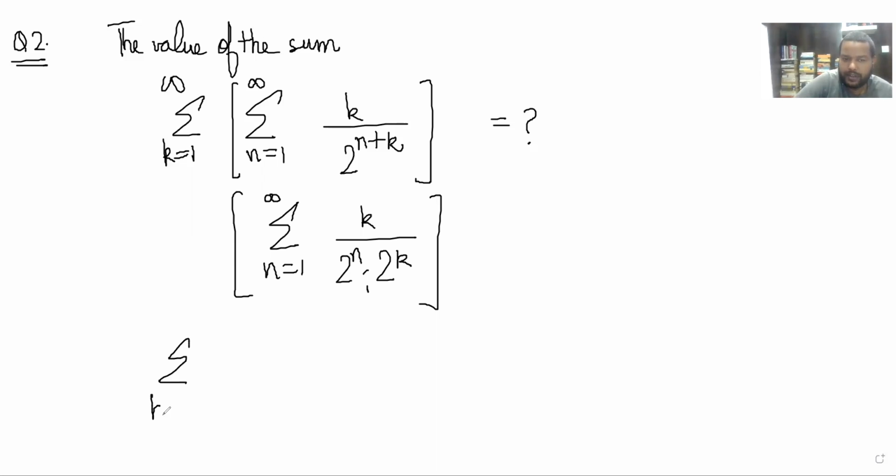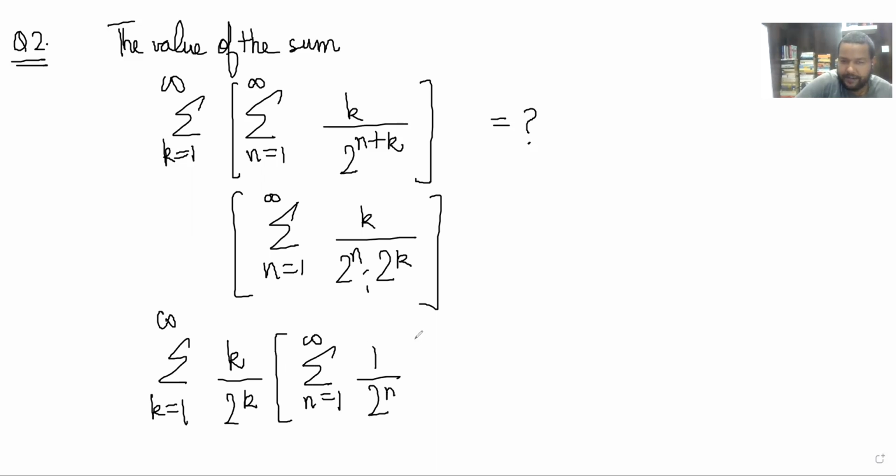So I can write the overall thing as the summation of k equal to 1 to infinity, k by 2 power k. And the inside part is the summation of n equal to 1 to infinity, 1 by 2 power n, right? So this is my summation after simplifying and taking the k part outside. Now this is a simple infinite GP.